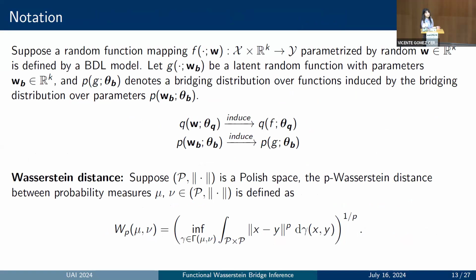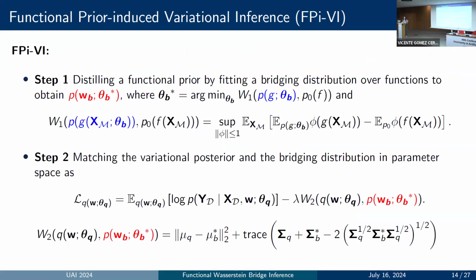And this is the definition of the Wasserstein distance, which is a well-defined distance metric for probability measures, satisfying non-negativity, symmetry, and the triangle inequality. We first propose a two-step variational inference by the bridging distribution and the functional prior.